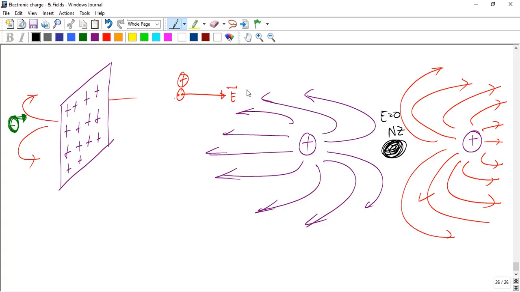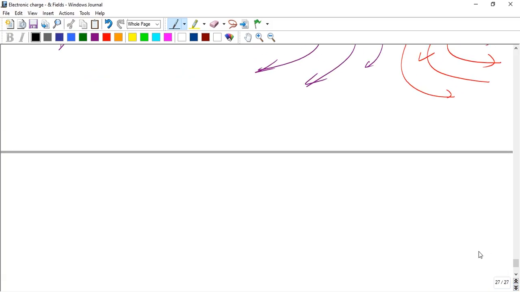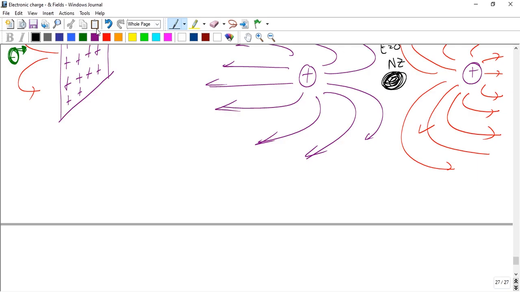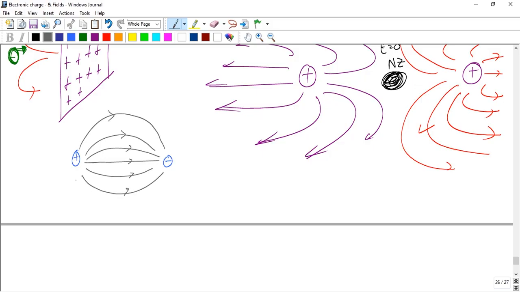And if one is positive and another is negative, the electric field will now look like this. The field lines start from the positive and end at the negative. There is a bulging.